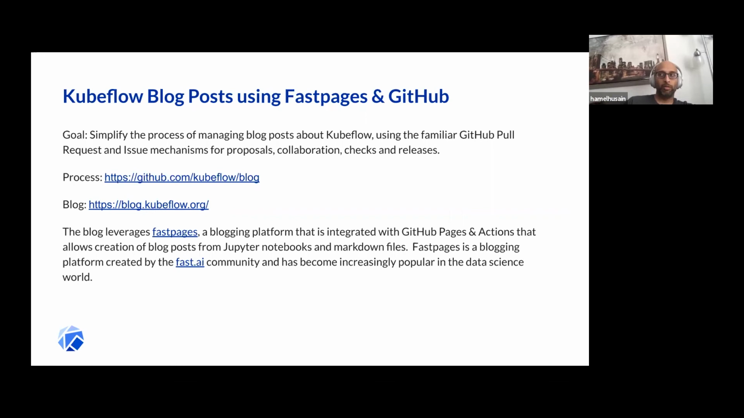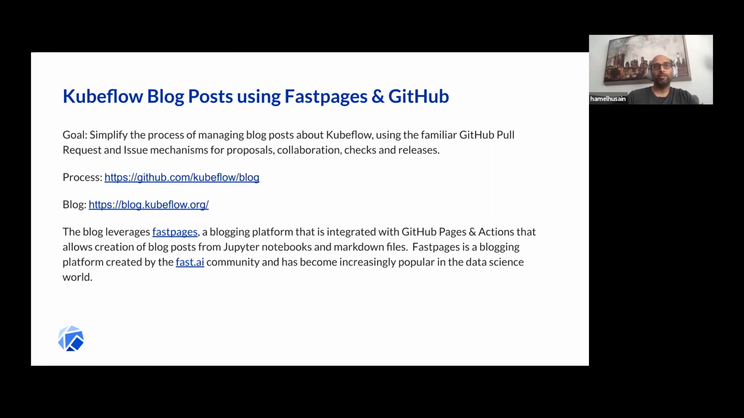And so the question came up whether something like that can be done with blogs. It turns out that the FastAI community has something called Fast Pages. I'm the maintainer of that project. It's a way where you can write blog posts with Jupyter notebooks or Markdown, and the purpose of that project is to make it really easy to write blog posts with Jupyter notebooks.